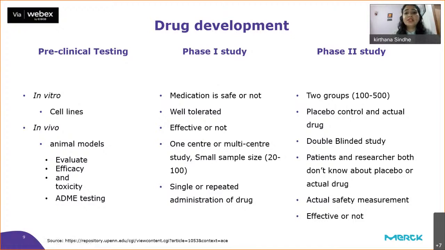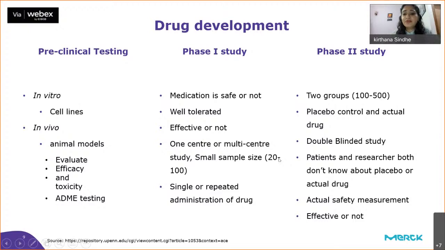So in the phase 1 study, we now start evaluating safety. Phase 1 is mainly for safety, and we see a small sample size. It could be 20 to 100. We also try to evaluate whether you should administer the drug once or as a repeated administration, whether it is effective, and whether it's being tolerated. All of these parameters are checked in phase 1 trials. In the phase 2 study, now we're increasing the population.